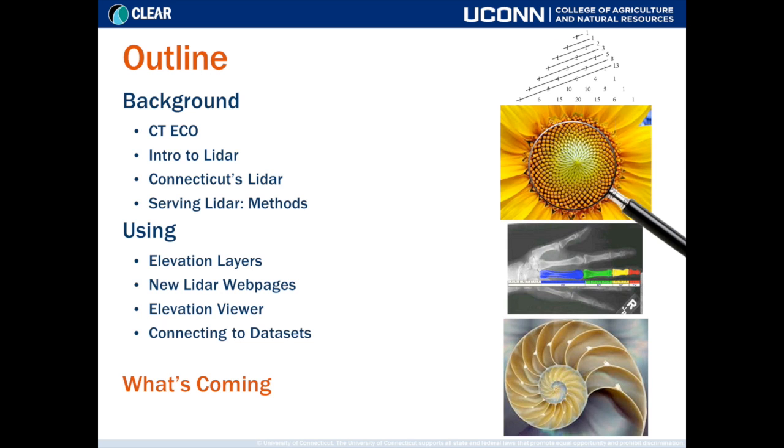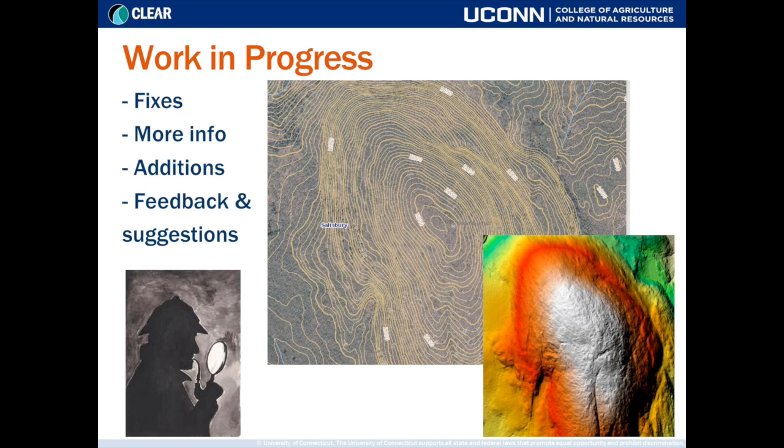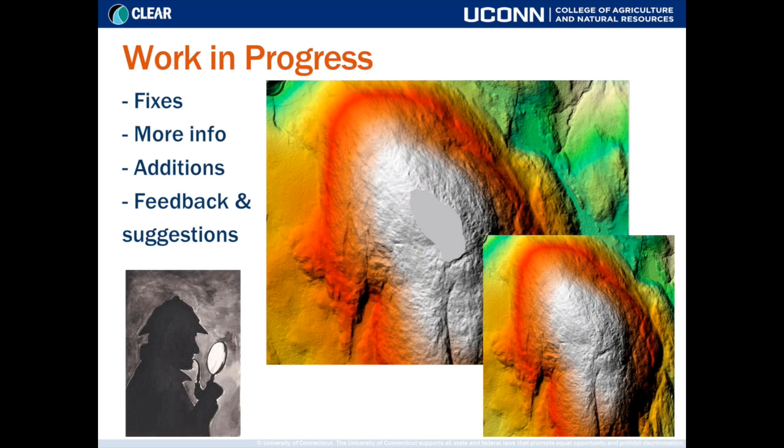Okay, let's talk about what's coming. This is a work in progress. We have a lot of fixes. For example, here's a look with the contours, and when we first were drawing this, we thought, oh, we cut the top of this mountain off, so we fixed the data range of that. We may find other things like this. If you find things, please let us know.